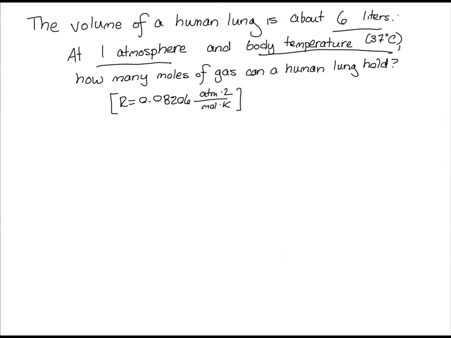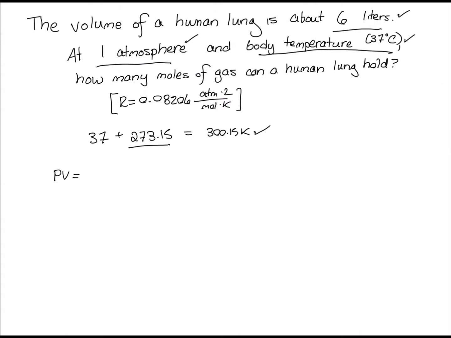We have liters, we have atmospheres, but we have Celsius. So we're going to need to convert Celsius to Kelvin. How we do that is 37 degrees Celsius plus 273.15 equals 300.15 K, because 0 degrees Celsius is equal to 273.15 Kelvin. So now this is our temperature unit, and that is in the kind of units that we want. So we can set up the equation.